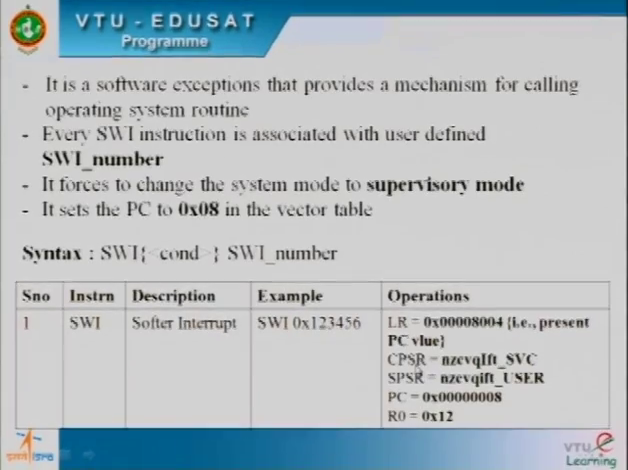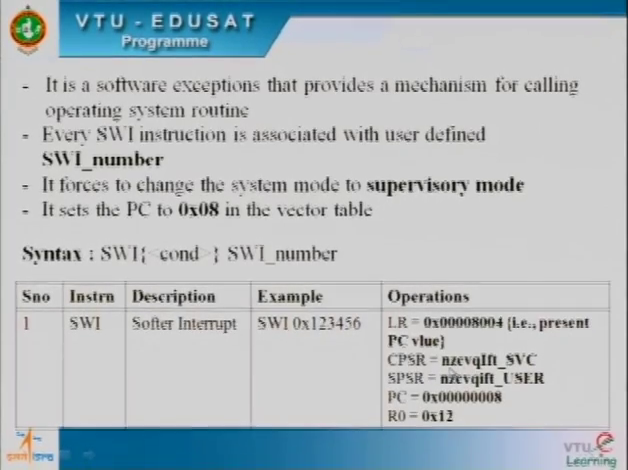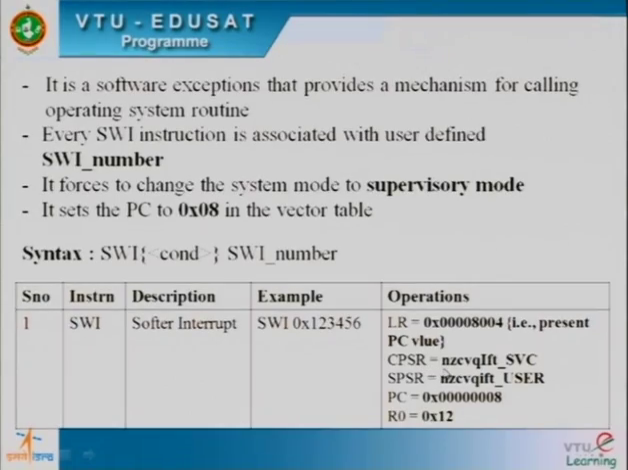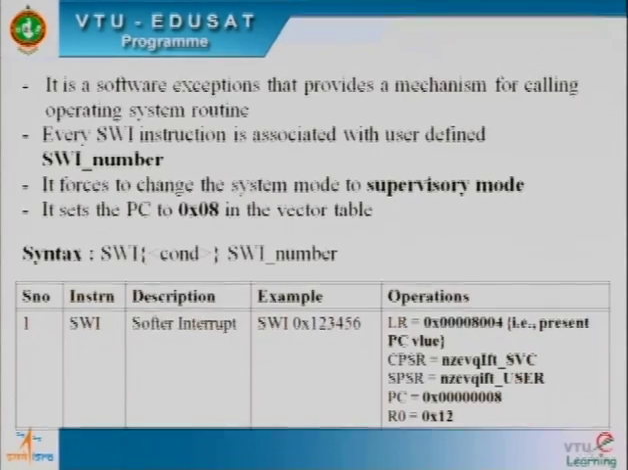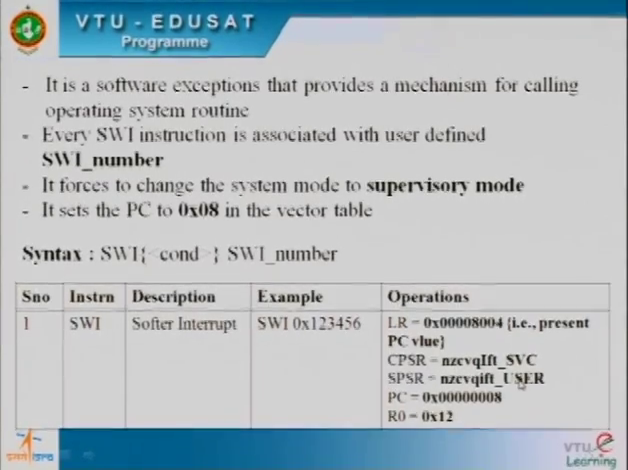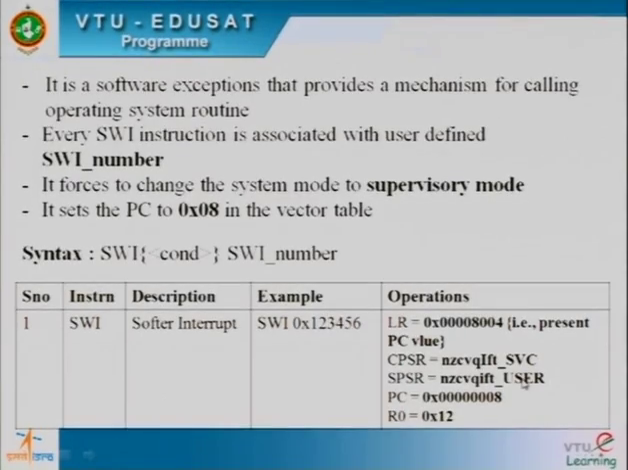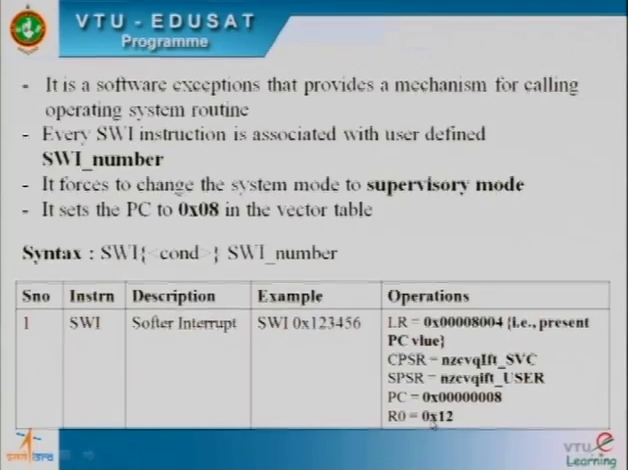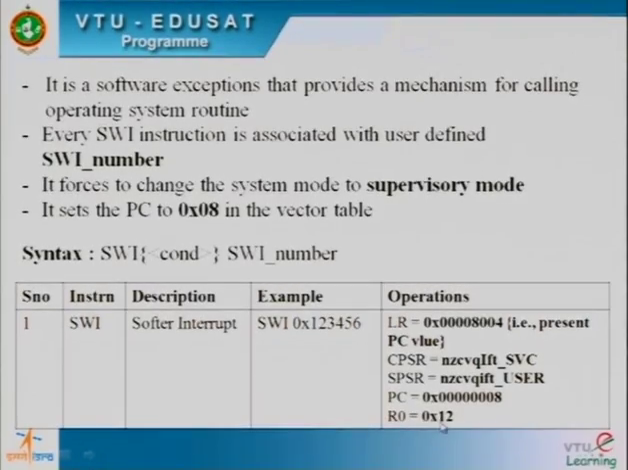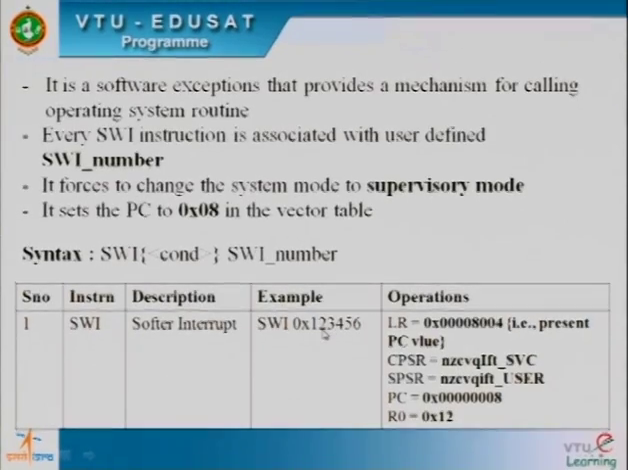CPSR content is the new CPSR. It will get the new CPSR content, that is NZCV. All the flags get copied from the supervisory mode. The present CPSR value gets copied to the SPSR, that is, SPSR will get the CPSR values from the user mode. The PC value will be 0x0008 and R0 is 12. This R0 12 is the value from 0x123456, whatever the number it has.